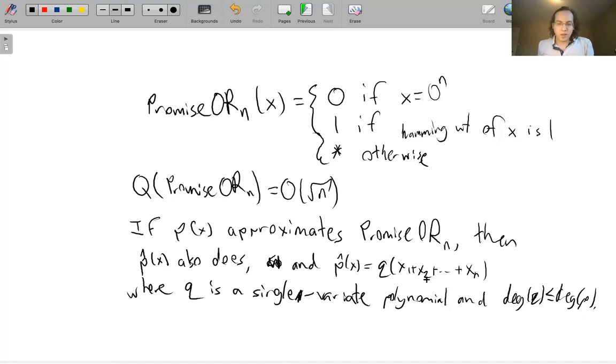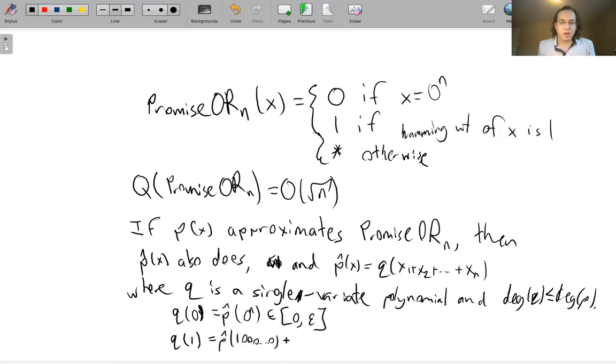And then what do we know about Q this time? We know that Q of 0 is equal to P hat of 0 to the n, which has to be, well, the PromiseOR applied to 0 to the n roughly, so it's between 0 and epsilon. And we know that Q of 1 is P hat of 1, which is between 1 minus epsilon and 1.